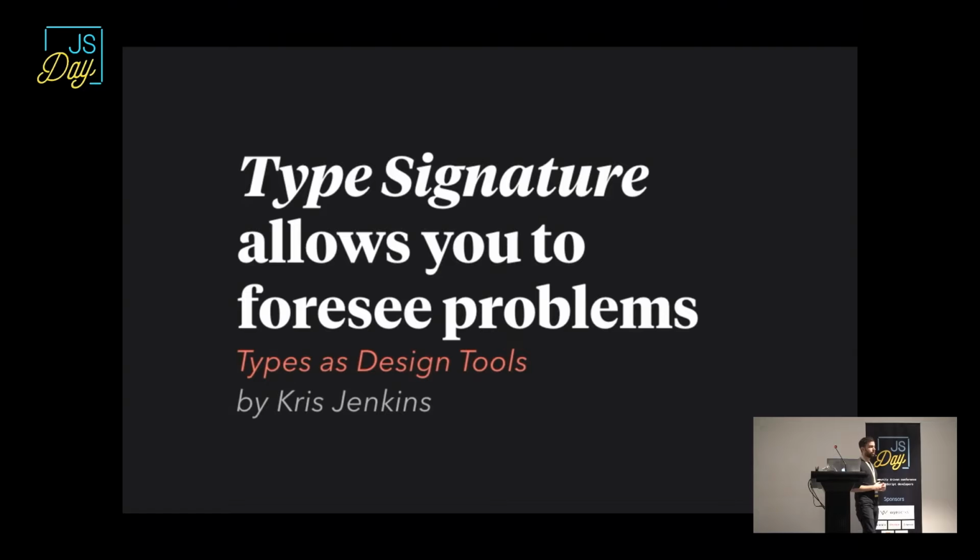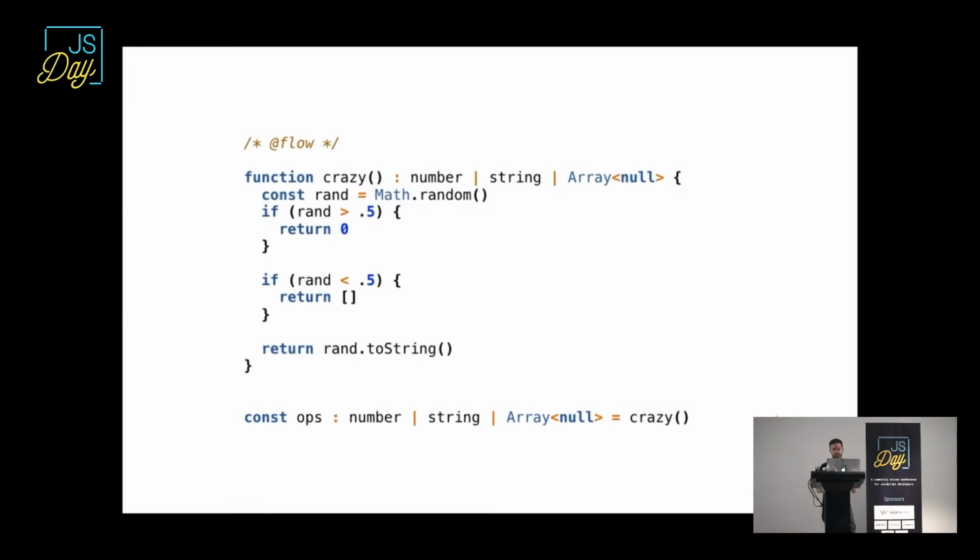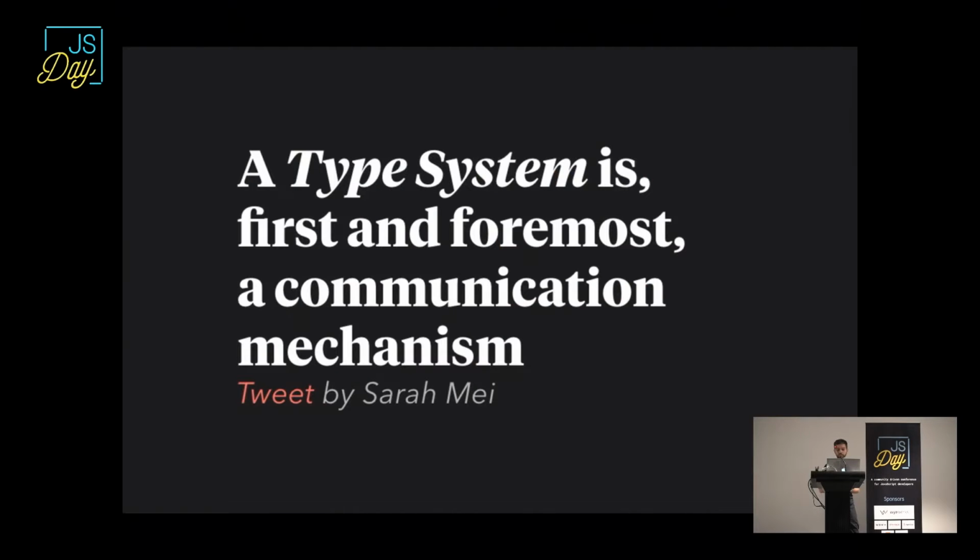Okay. Also, type signature allows you to foresee problems. What this means, for example, if you try to annotate a function like this, and you see that that function returns a number and a string, and also an array with null. You kind of start to understand that this function is not good, because it's too many different values. There's no point to have a function like this. Maybe you are doing something wrong, just maybe. So that's the point. So this is like a type smell. Because of the types, we start to understand this kind of thing as well.